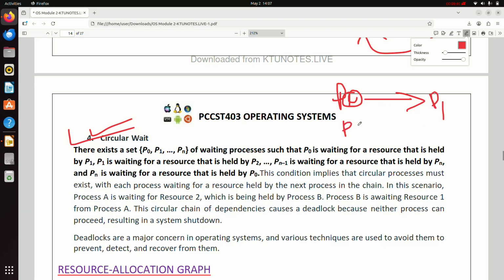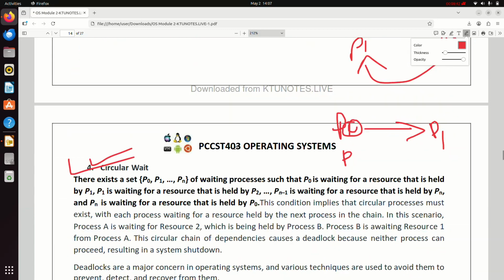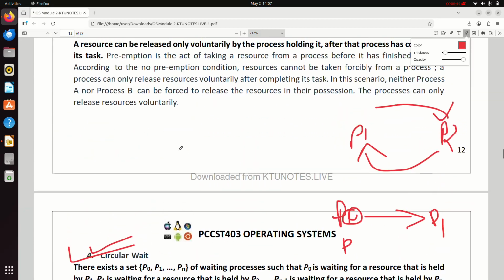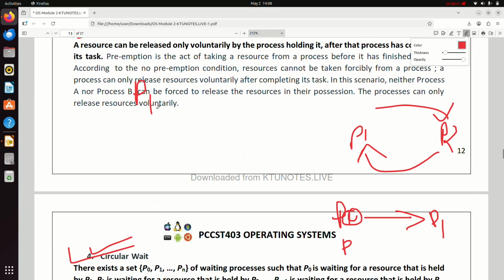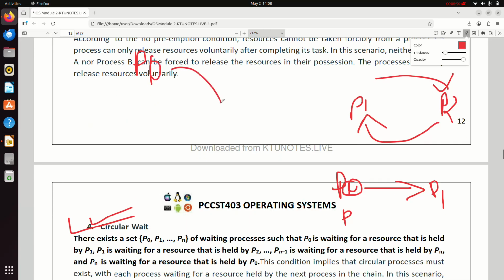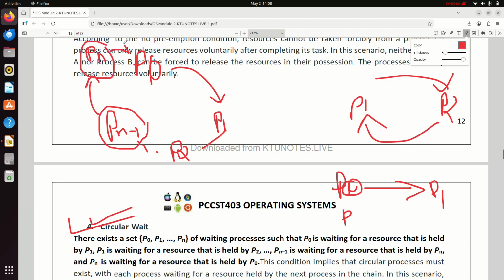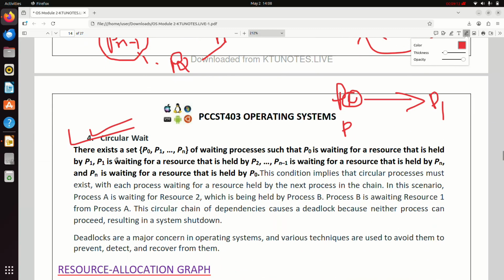Like you can draw the picture, then it will be much easier for us to understand. See, P0 is waiting for a resource that is held by P1, right? Now P1 is waiting for a resource that is held by, let's say, P2. Okay, then it keeps going like that. Then finally Pn minus 1 comes, waiting for a resource that is held by Pn, right? And Pn is waiting for a resource that is held by P0. So a circular wait is formed here, right?